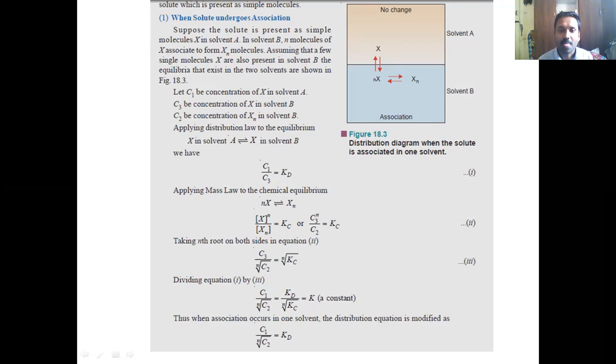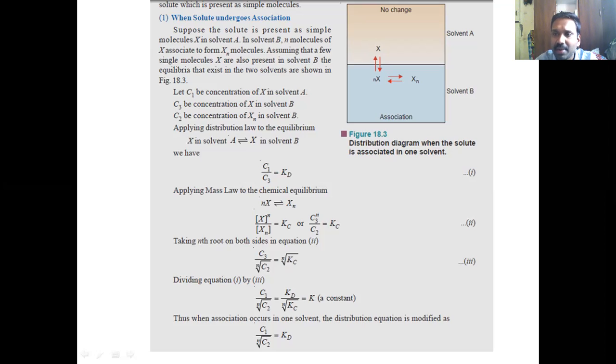Okay. Now this is the correction factor. You are not interested in the Kc value. You are interested in the Kd, distribution coefficient value. So substitute this into the Kd equation. What is the Kd equation or distribution coefficient equation? Simply C1 by C3.